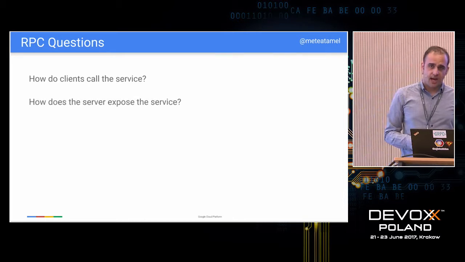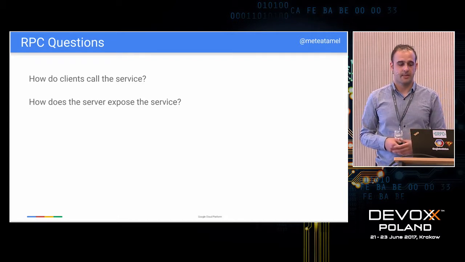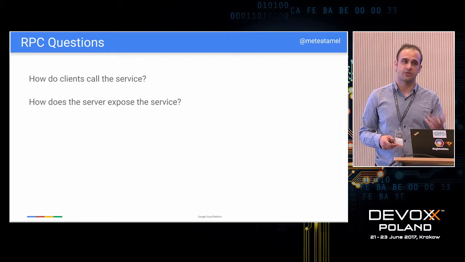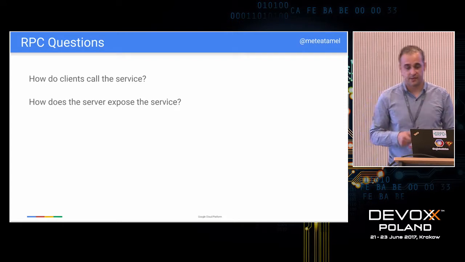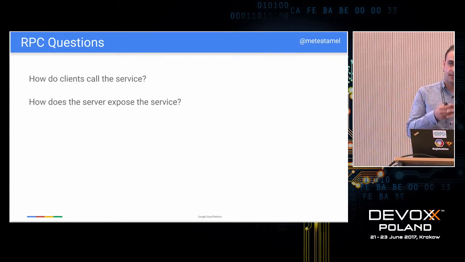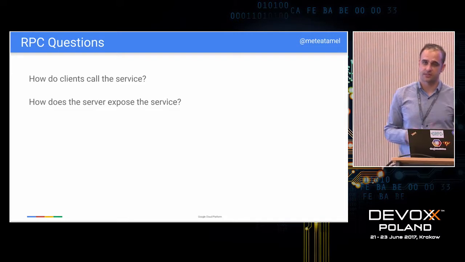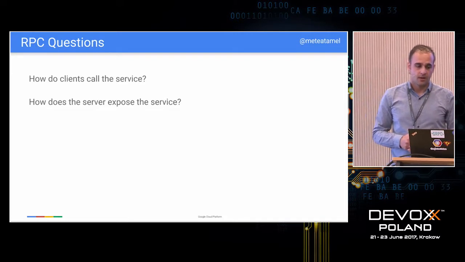The second thing is, how does the server expose the service? We have this greeter service, and do you want to expose every method on that service, or do you want to expose all the public methods, or some of the public methods? And if so, how do you mark them as exposed to the outside world? So it's something that you have to worry about.